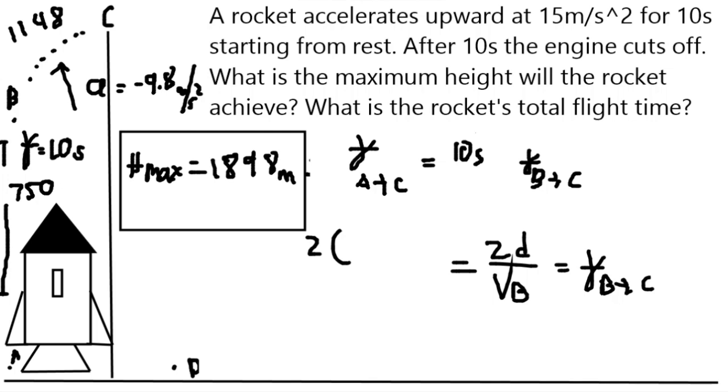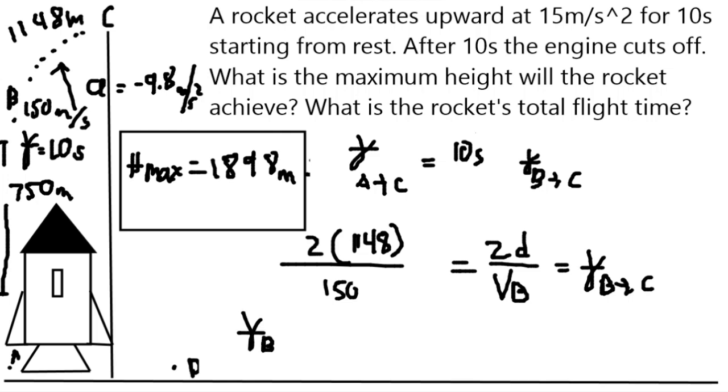So yeah, just watch it. So 2 times 1148, that's 2296, divided by 150. So that gives the time it takes from B to C. Let's put some units here and numbers. Okay, so the time it takes from B to C is going to be 15.31 seconds. So that's pretty much long enough for us to reach point C, which is the maximum height.